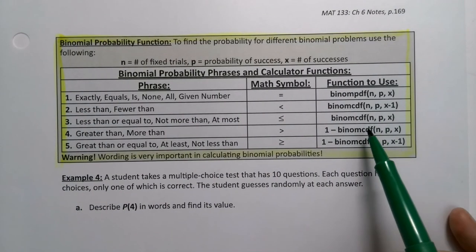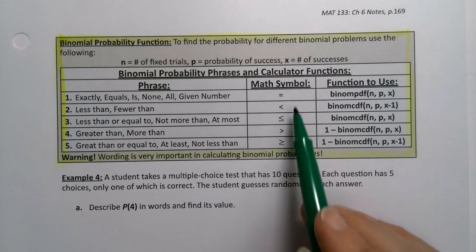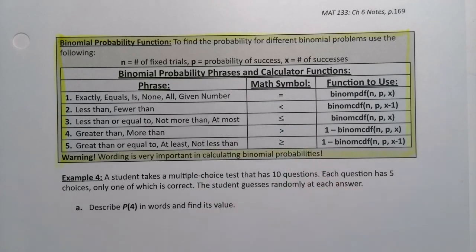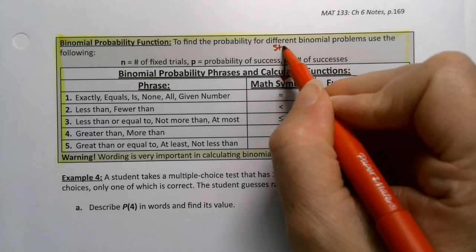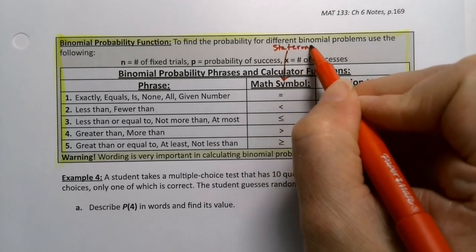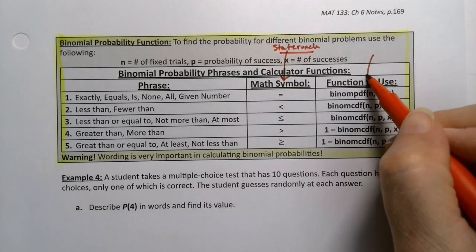StatCrunch is actually a little bit more intuitive. So for StatCrunch, you'd actually want to look at the symbols, because remember you have those options when you're in StatCrunch. So you might want to make a note that the symbols are more important for StatCrunch. And these are more for the TI-84.